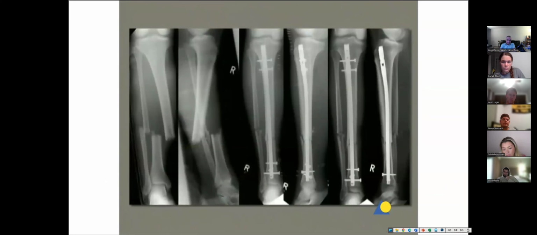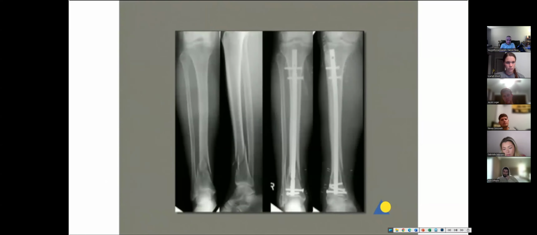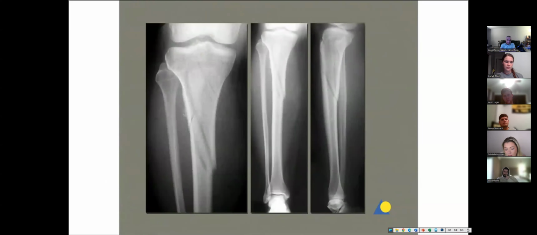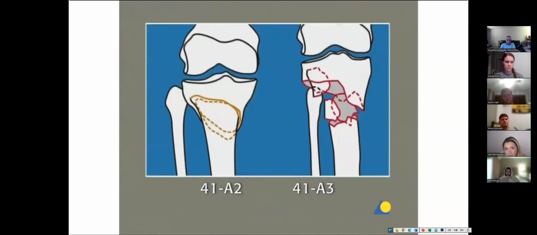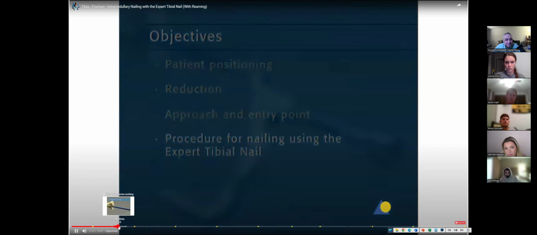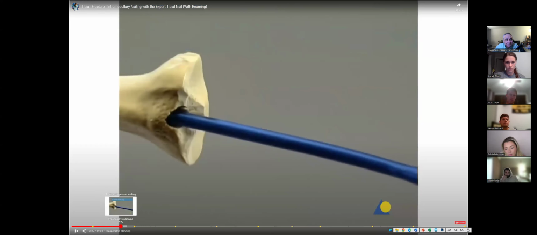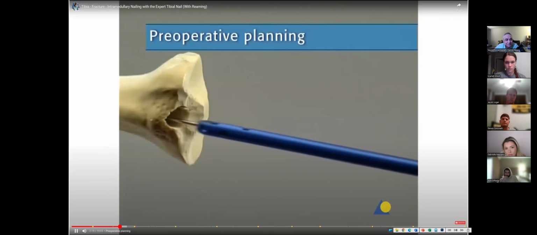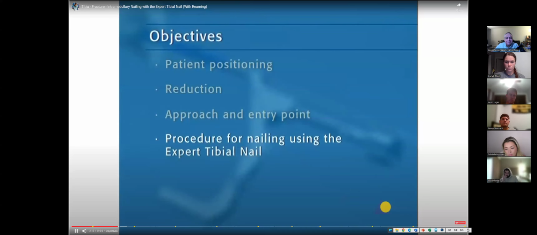The expert tibial nail is indicated for fractures in the tibial shaft, as well as for metaphyseal and certain intra-articular fractures of both the tibial head and the pilon. These fractures are 4-1, A2, and A3, and 4-1, C1.